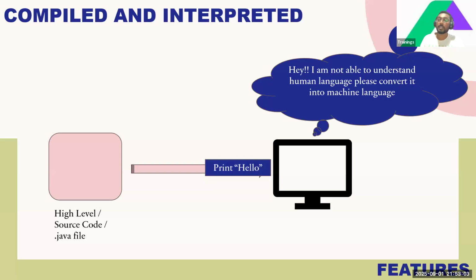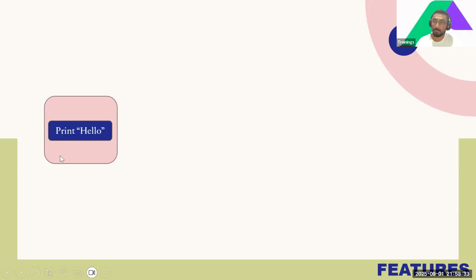So we need a translator who can do this job, who can convert this high level language to low level language. Java has that translator, called javac. Javac means Java compiler. Java has its own translator called the Java compiler. So how does it happen? I have written some instructions in high level language. That high level language we also call source code. That is also called .java.